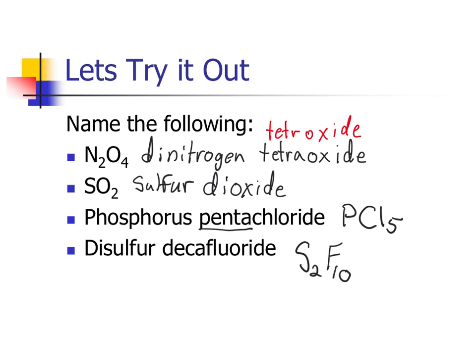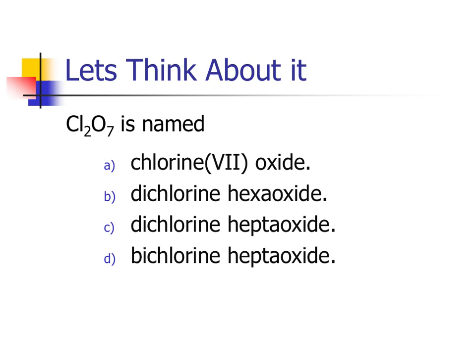So, let us name this compound. Cl2O7. The name is... And so the answer to this one is C, because we have 2 chlorines, and hepta is the prefix for 7. Oxide is there. So dichlorine heptaoxide is the name that we have.